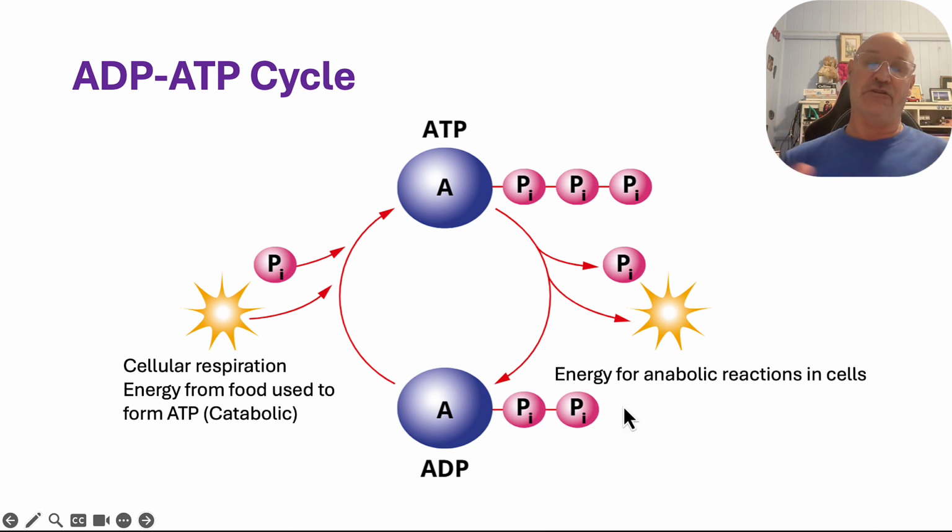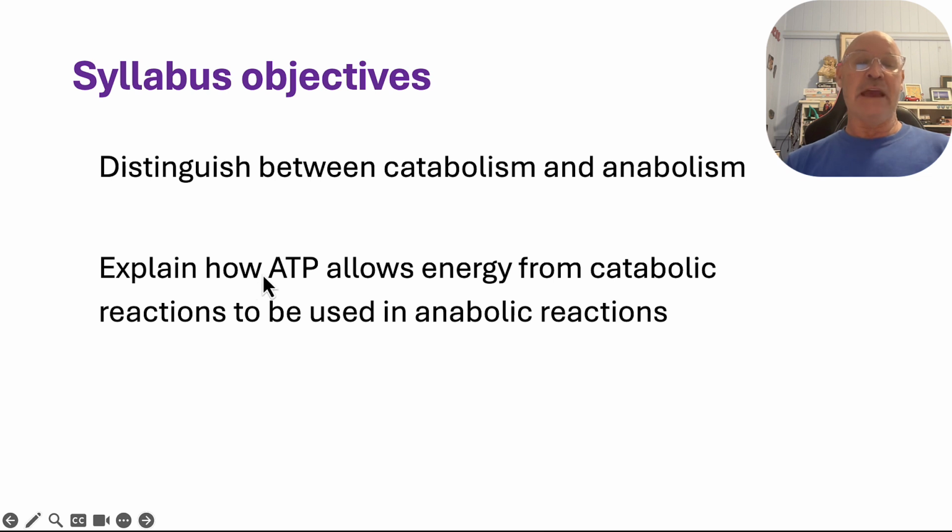So the cells don't have to go to the trouble of making ATP from scratch every time. All they need to do is just add this inorganic phosphate group and put it back to their high energy level. So if we go back and have a look at that syllabus objective, explain how ATP allows energy from catabolic reactions to be used in anabolic reactions. Well, ATP is recharged through the catabolic reaction of cellular respiration, so that it's in that high energy state, which can be used to provide the energy to do the work for anabolic reactions. And then, of course, it cycles back and is recharged through cellular respiration again.